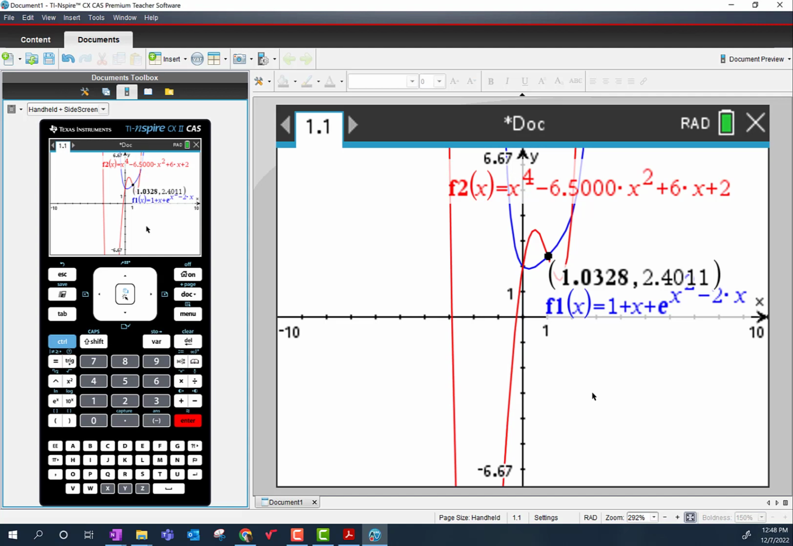I'm going to pause here for a second. Are we okay with the calculator input? Okay, so let's set up our integrals. Let's go back to our document.